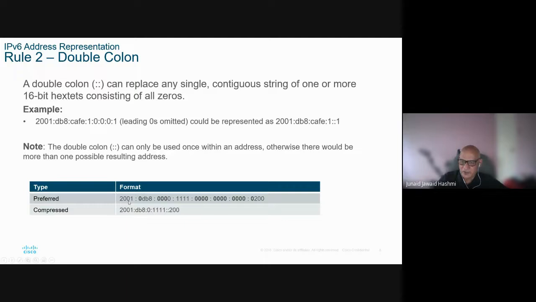Here the same address that we saw before can be further compressed by removing all zeros and replacing them with a double colon. You can see this address can be compressed like this, so it's much smaller or shorter. It's easier for software to read, and also easier to type in.